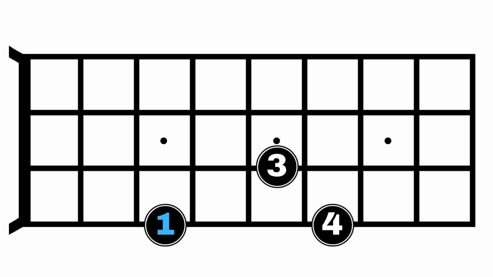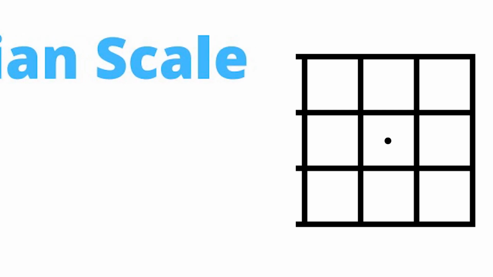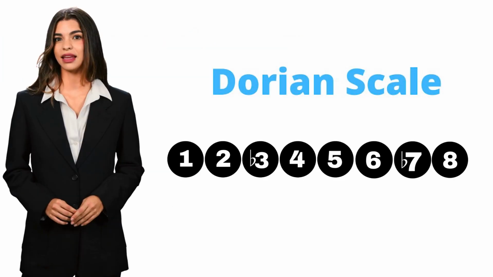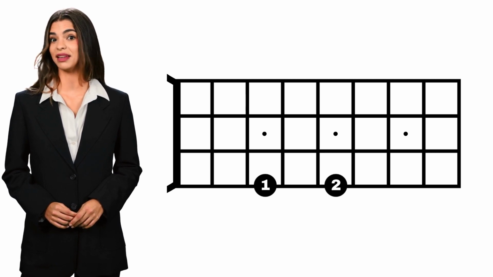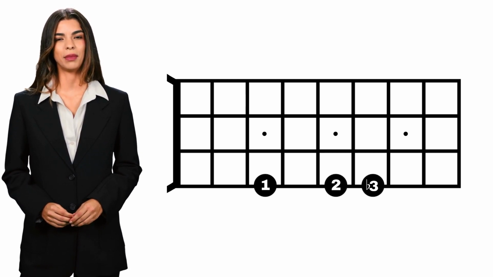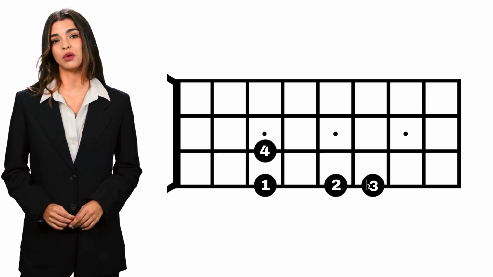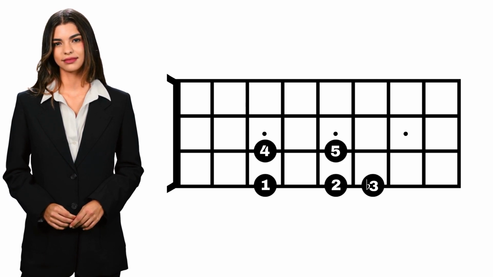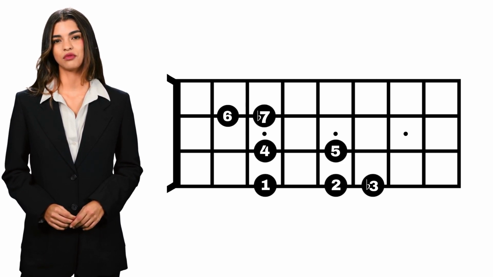Now, we're going to play the minor triad arpeggio included in this scale. Let's go through its intervals. The Dorian mode is formed by a 1st, the tonic, a major 2nd, a minor 3rd, a perfect 4th, a perfect 5th, a major 6th, and a minor 7th. That's one tone away from the octave.